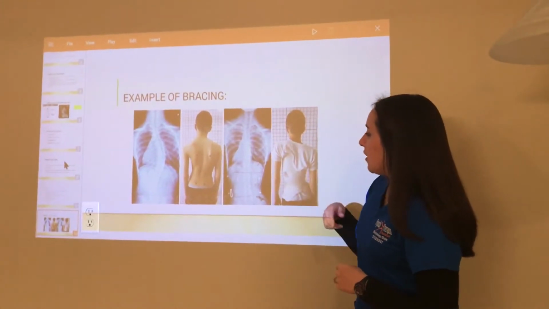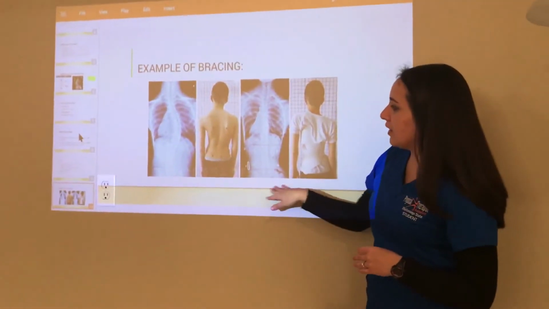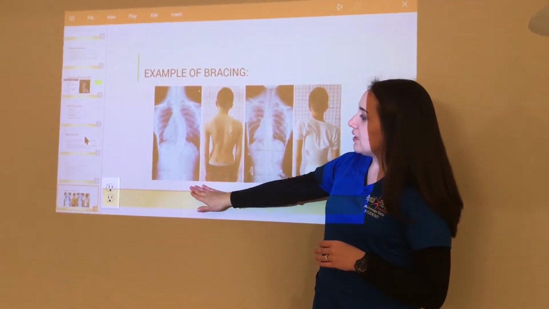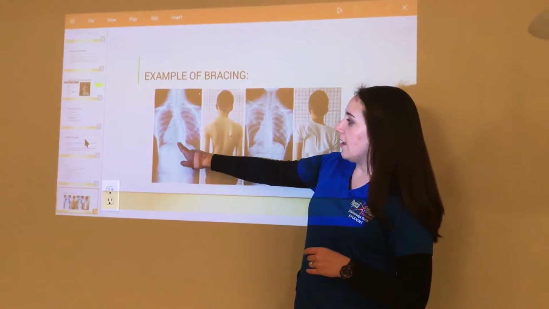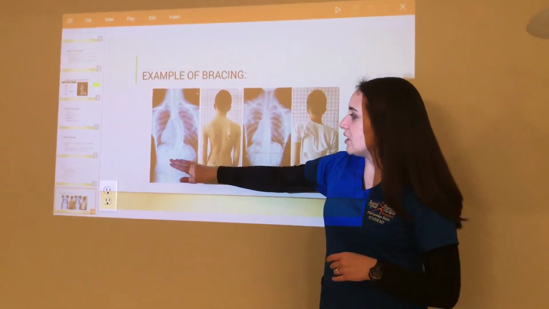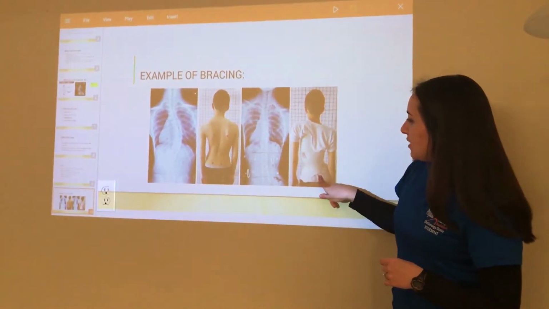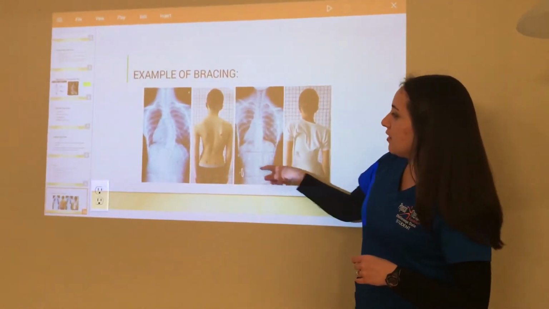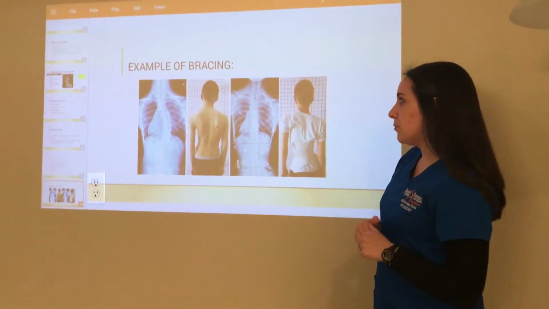I mentioned bracing. This is a great picture of before and after. To the left is an x-ray and a picture of this individual that had right scoliosis. This is before bracing, and this is after a period of time of wearing this brace. And you can see the definite difference and the correction that bracing did for that individual.